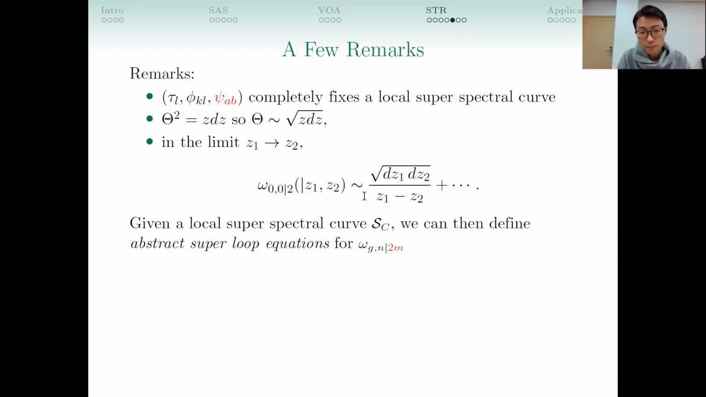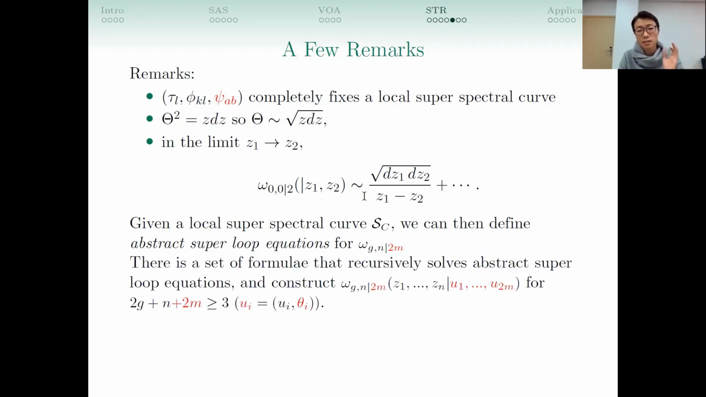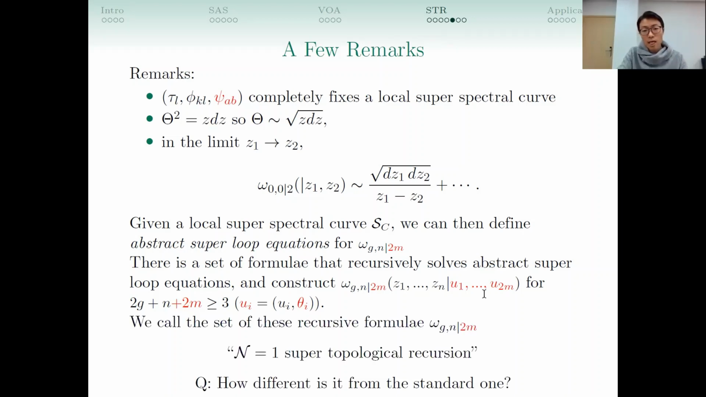And given a super spectral curve, we can now define the abstract super loop equation. I will not display what kind of form it is, but I just tell you that now you can actually find a recursive formula that solves abstract super loop equations. And that recursion now constructs omega g,n/2m. So these are the bosonic insertions and you have fermionic insertions as well. But they're still multilinear differentials. They are symmetric in the bosonic variables and anti-symmetric in the fermionic variables. And we call this recursion super topological recursion.